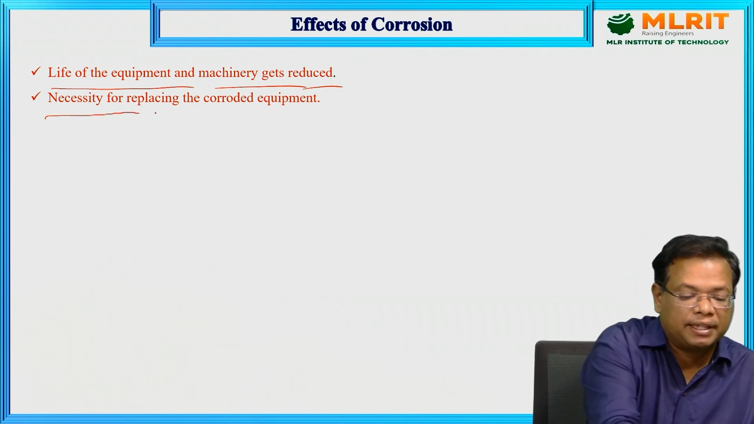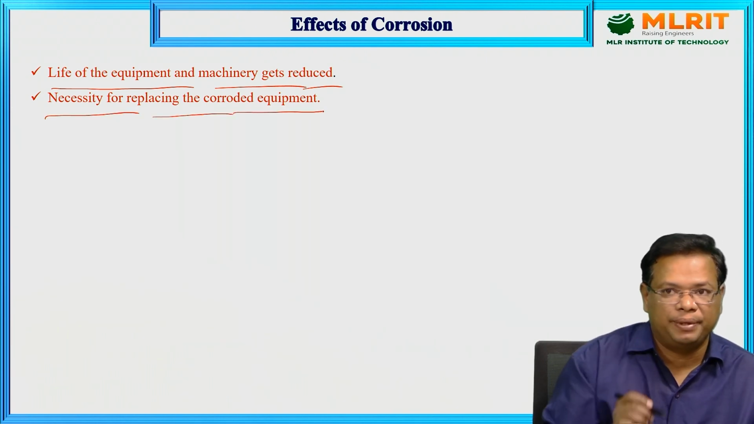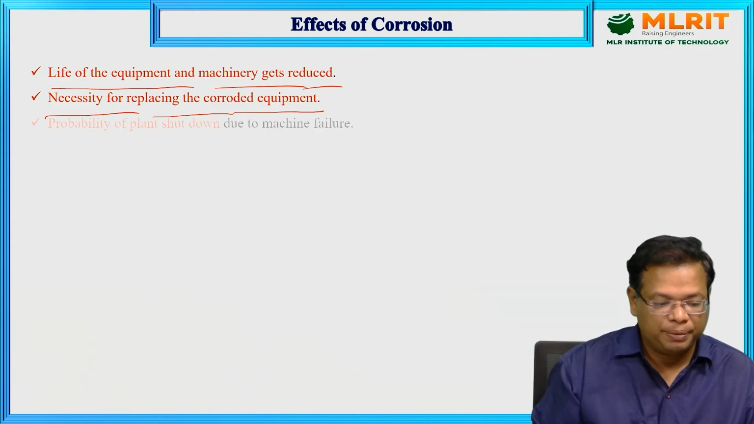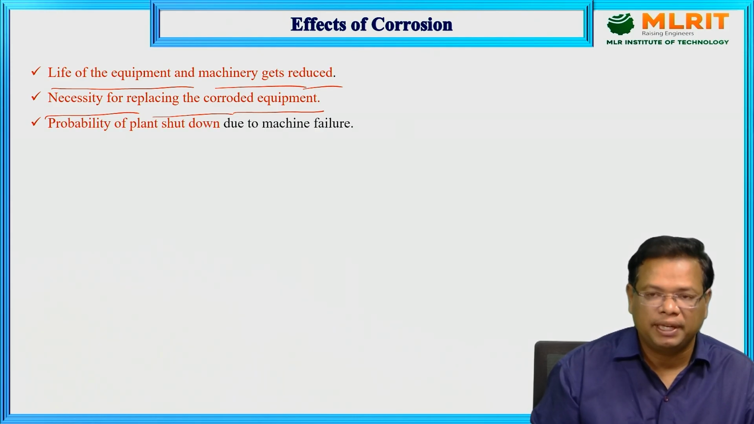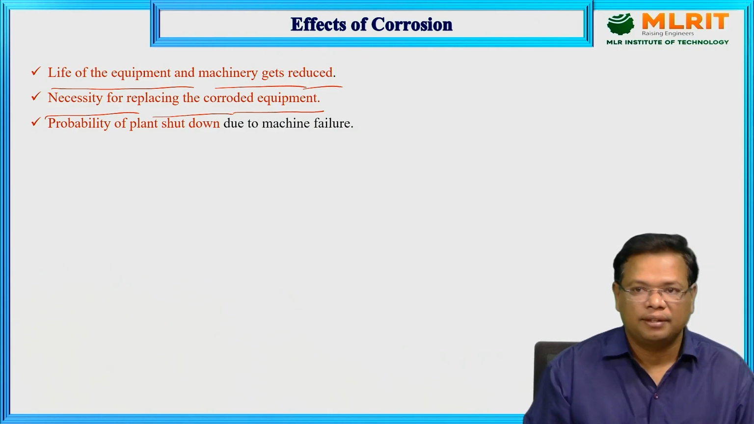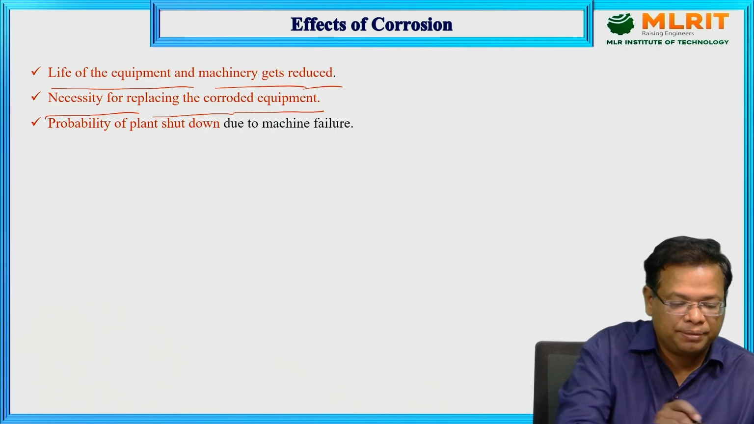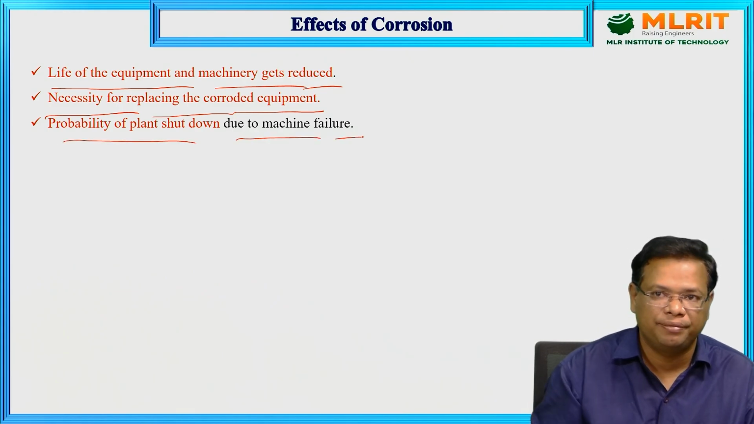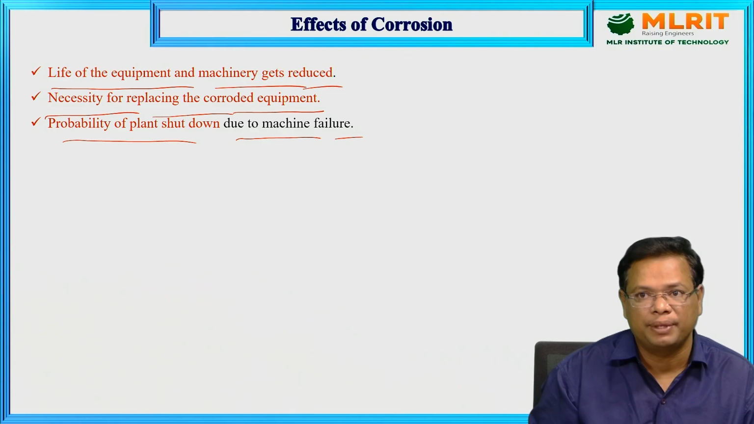So necessity for replacing the corroded equipment. So when the equipment is spoiled by this corrosion, we have to replace it with new items. So that is a problem of the corrosion. Probability of the plant shutdown due to the machine failures. Generally, machines also will fail due to the corrosion formation on the metal surfaces and boilers.